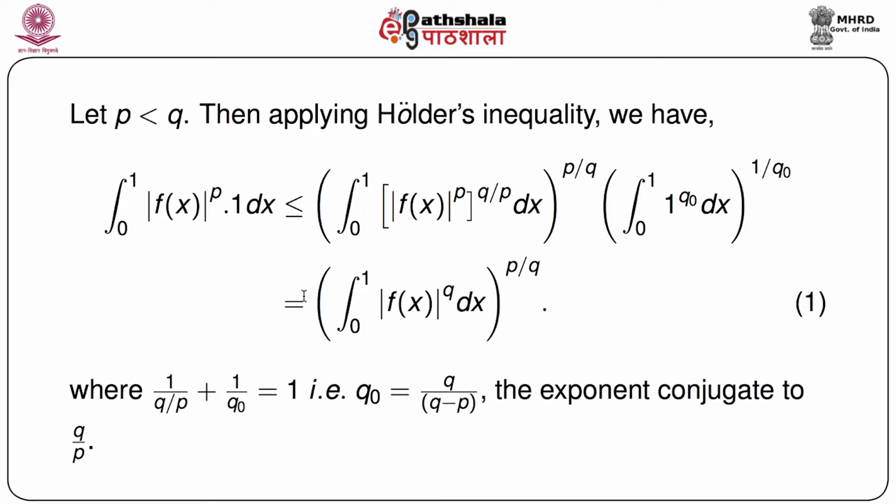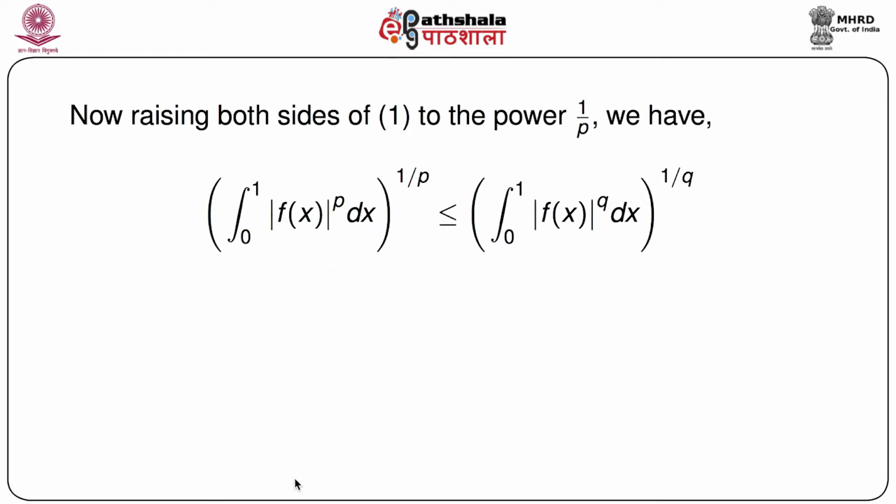Now what is q naught? Q naught is nothing but what satisfies the conditions of Holder's inequality. If we write this as 1 by (q by p) plus 1 by q naught equals 1, so that is the condition for Holder's inequality. That means q naught is nothing but q by (q minus p). Just a little bit of simplification will give us this value of q naught. Now q naught is nothing but the exponent conjugate of q by p in order to satisfy Holder's inequality.